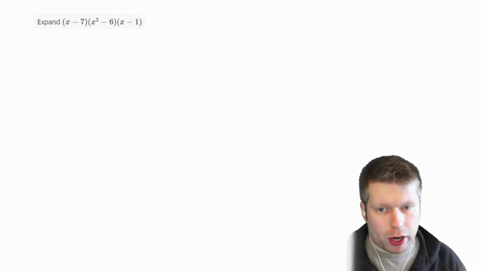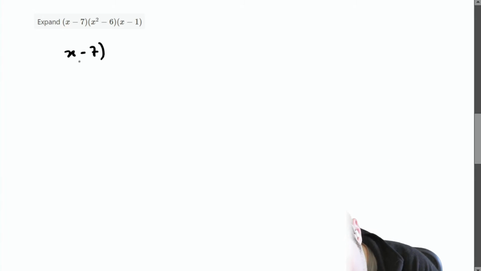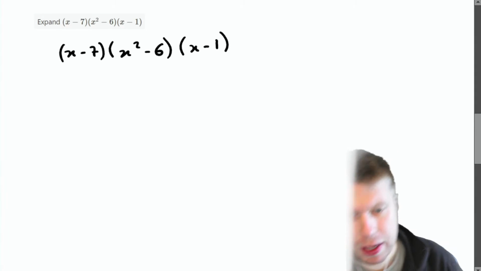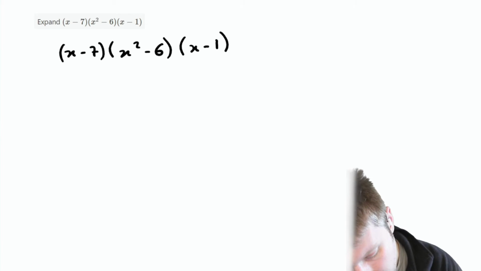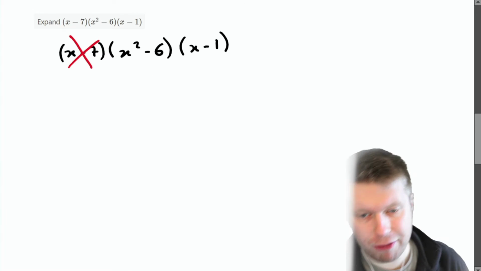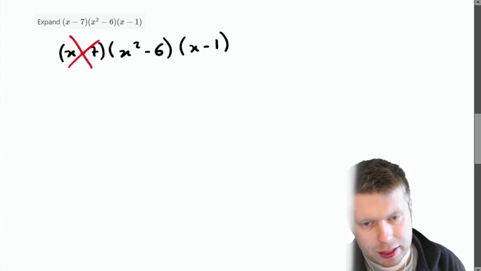Okay, so similar example to the last one, but this time we've got 3 sets of brackets. So what I would encourage you to do here is actually just think about 2 sets of brackets at a time. Don't overload yourself. We've just seen how to multiply out 2 sets of brackets at a time, so let's do it. So basically, I'm going to ignore the x minus 7 for the time being and just pretend that we have x squared minus 6 times by x minus 1.